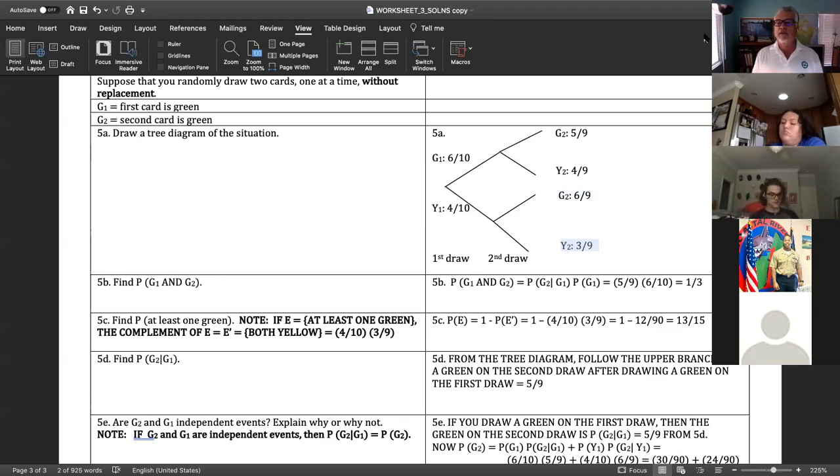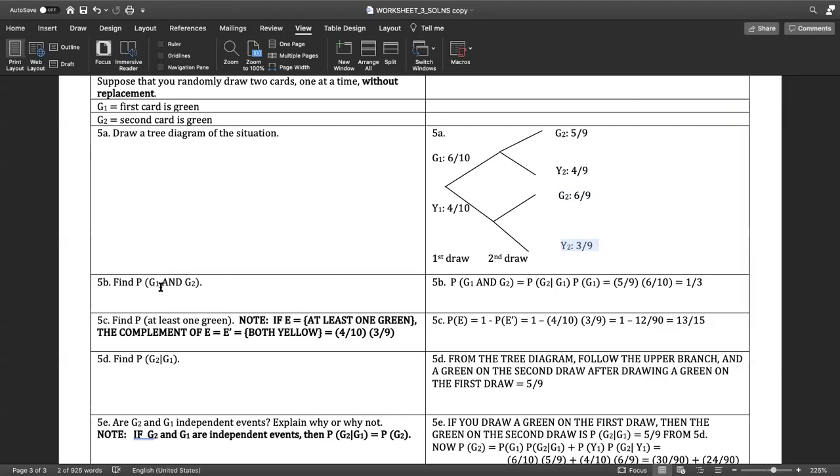Okay, let's do the rest of these now. Probability of a green card on the first draw and a green card on the second draw. So that's this top branch of your tree diagram up here, where you get 2 green cards in 2 draws without replacement. So the probability that you drew a green card on the first draw is probability of G1. That's 6/10, right? That's your probability of drawing a green card on your first draw.